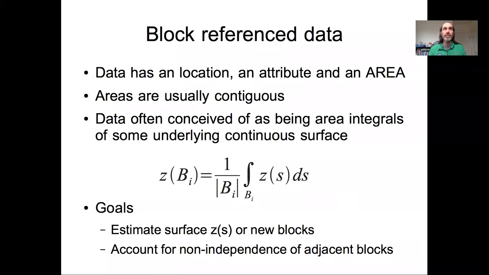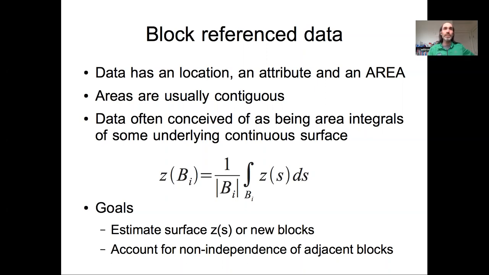As I mentioned in the first lecture I gave on spatial data and spatial data analysis, block reference data is data that has an attribute of location, which all of our spatial data has. It has some attribute at that location, some Y, or Z, which is what we're interested in understanding. And it has this attribute of area. So in point reference data, you had a location and that attribute at a point. Now you have that attribute expressed on an area basis instead of at a point.